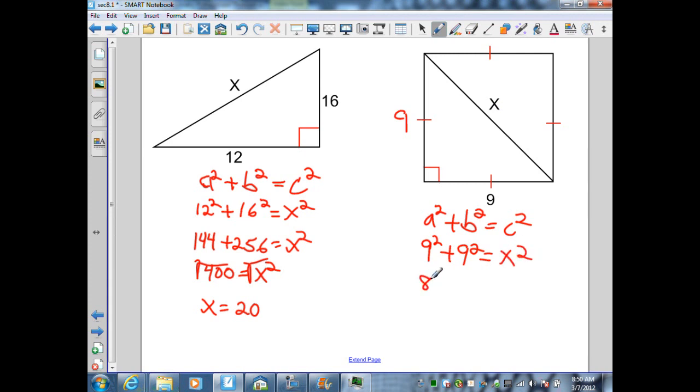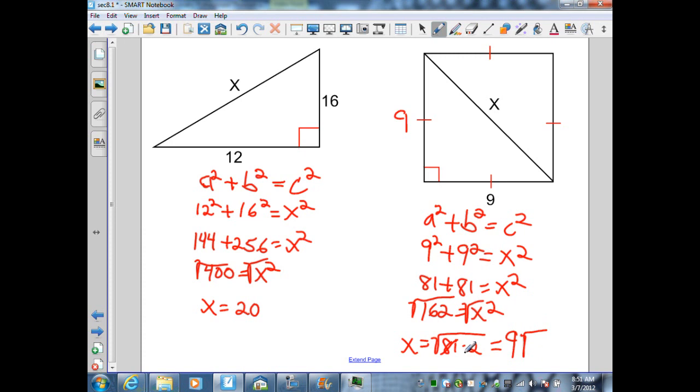It gives me 81 plus 81 equals x squared. And that gives me, when I combine these two terms, 162 equals x squared. Take the square root of both sides. Therefore, x is equal to the square root of, breaking 162 into two factors, one being a perfect square, which would be 81 times 2. The square root of 81 is 9, and 2 is left in the radical, 9 square roots of 2.